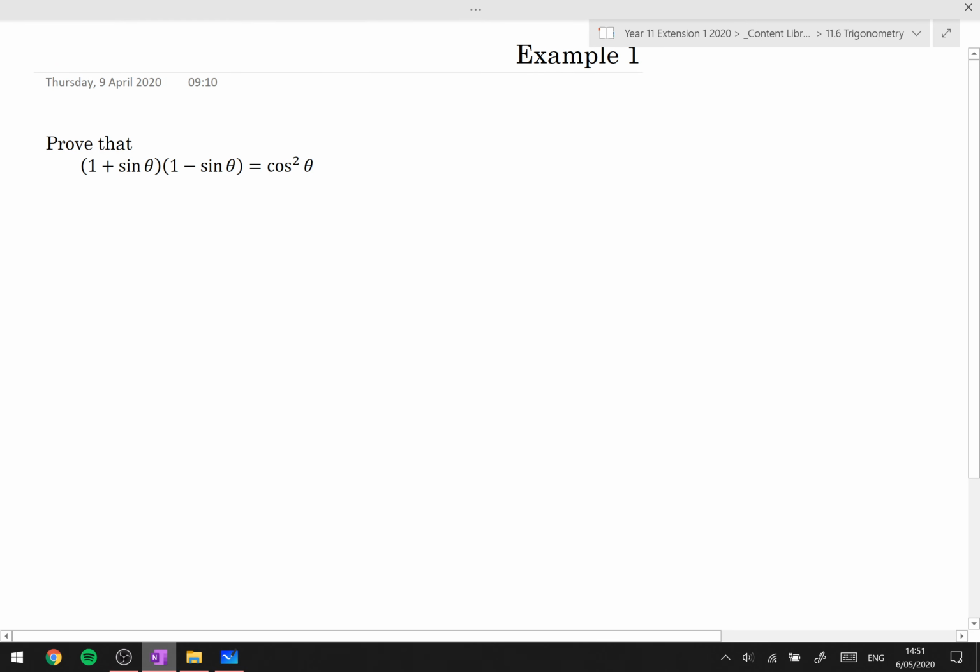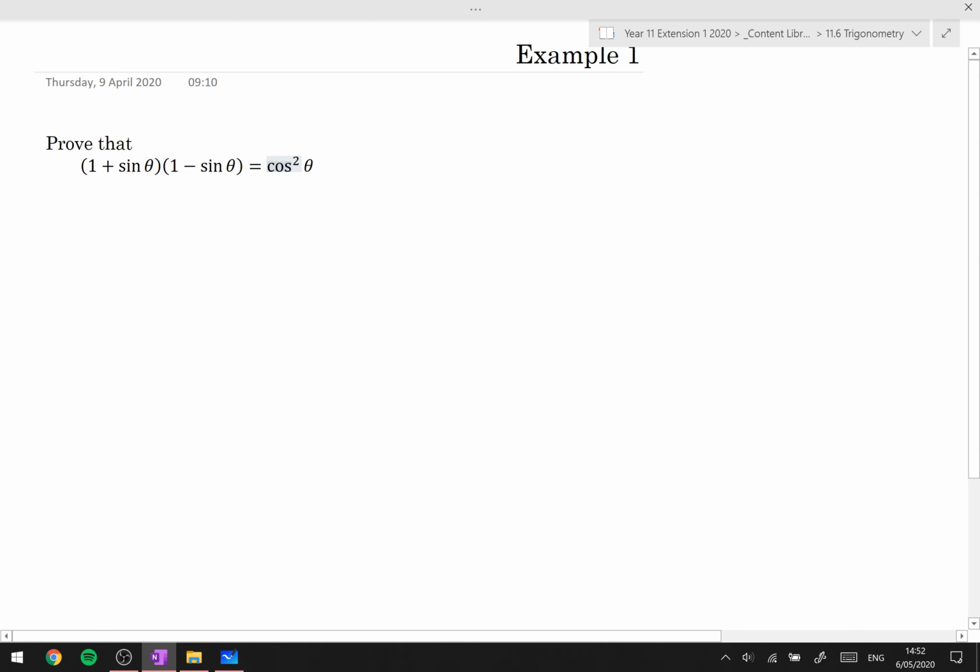Okay, so let's do some proofs. Now, when we're proving identities, we are essentially saying we want to show that the left-hand side of an equation is equal to the right-hand side of the equation. Okay, so in this case, we want to show that this is in fact equal to cos squared of theta.